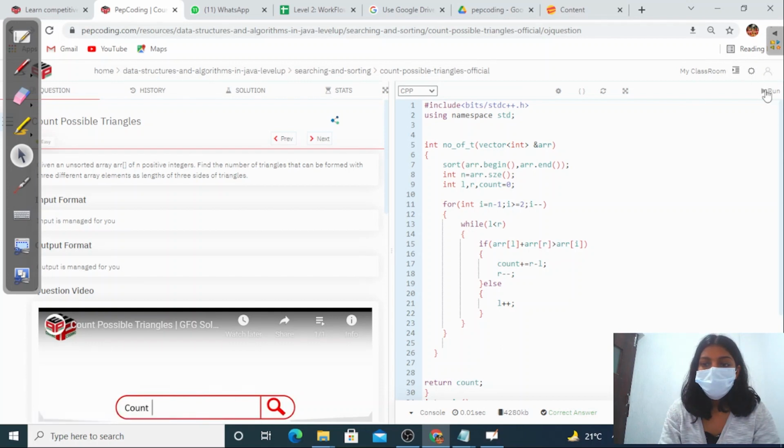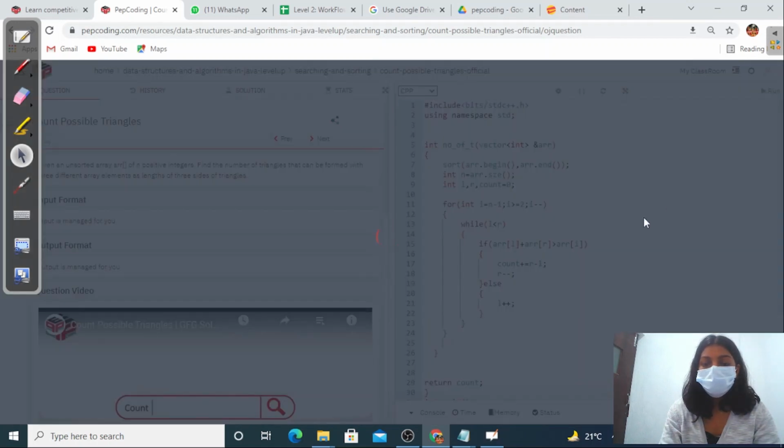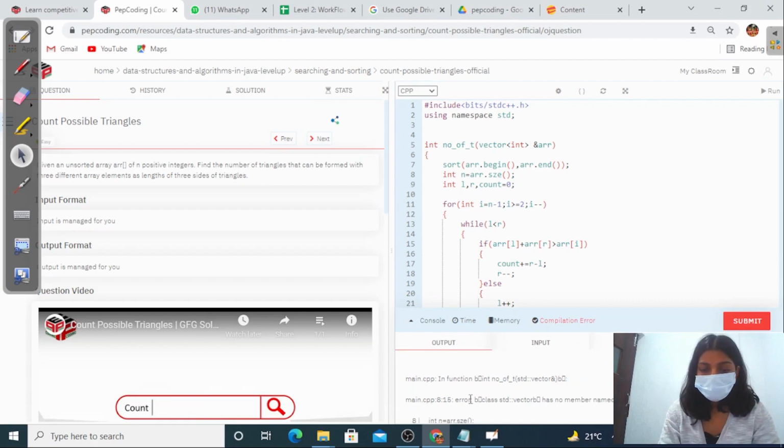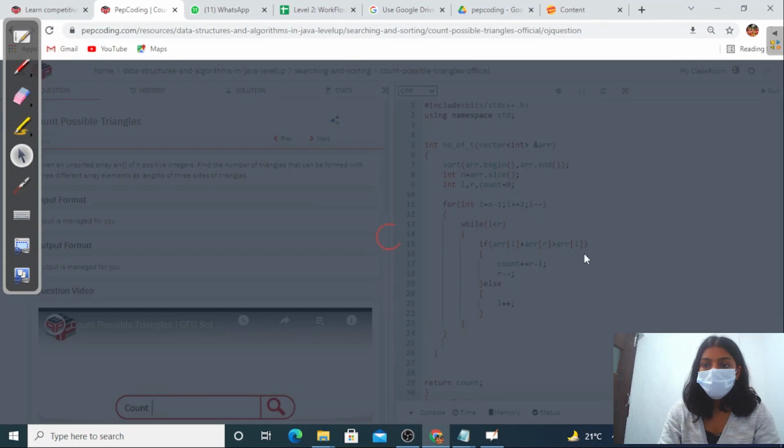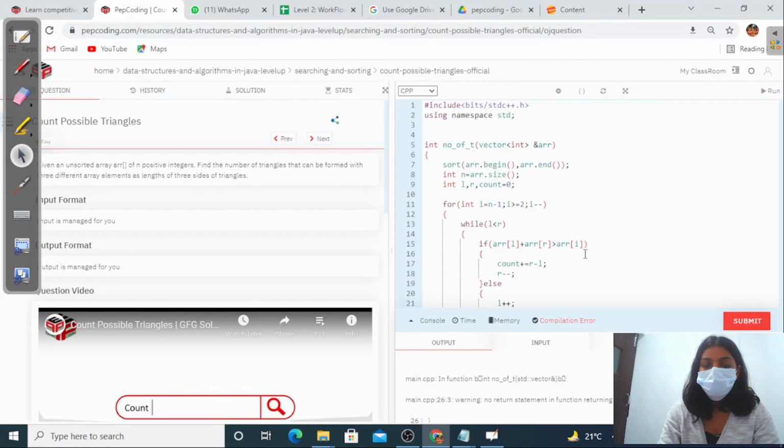Okay, now let's try to run this. I'm getting some error, dot size. Okay, it should be size. Now again, let's try to run this. No return statement, line 26.